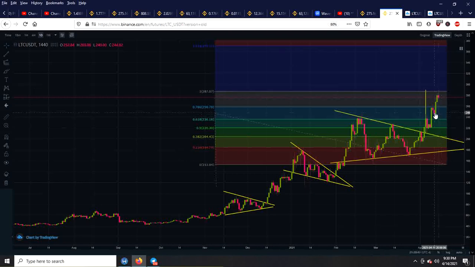So right now, if we were to pull back, our 0.786 fib extension is going to be 258.78, 0.618, 236.18, and the 0.382, 204.43.